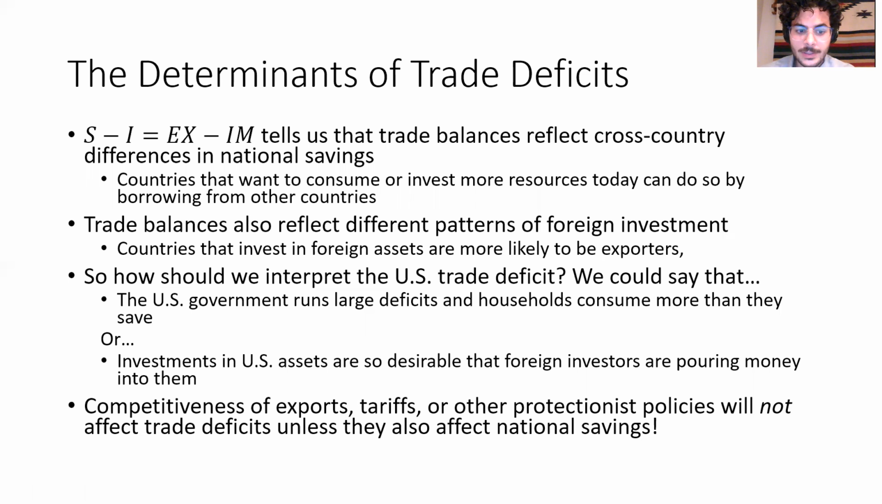One thing that we haven't mentioned that you might notice is the competitiveness of exports or tariffs or other protectionist policies. Generally, and just as a rule, these are not going to affect trade deficits unless they also affect national savings. So this equation tells us that the national savings balance, or net foreign borrowing, has a one-for-one relationship with the trade deficit. And so policies that you might expect to affect the trade deficit, at least based on the political rhetoric around them, won't have any effect on the balance of trade unless they're affecting national savings.